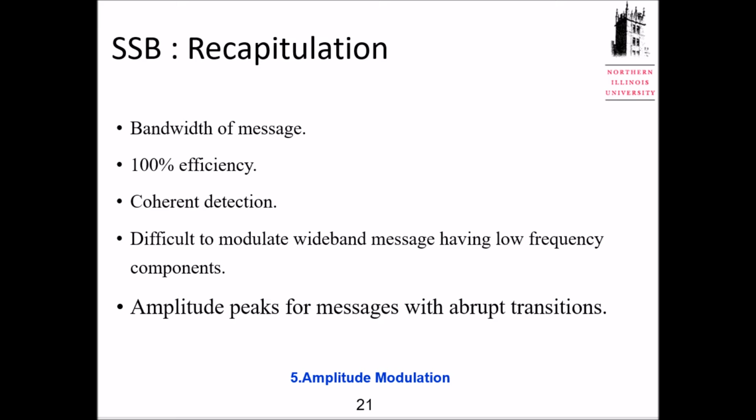About how can we generate single sideband and how can we demodulate single sideband. Here is just a summary. For single sideband, we have bandwidth the same as the original message, so my bandwidth efficiency is the highest. Also power efficiency is 100%, so this one we can consider the best in the AM family. For the receiver side, we use coherent detection, the same as double sideband suppressed carrier.